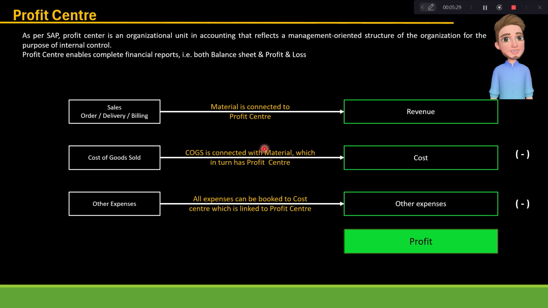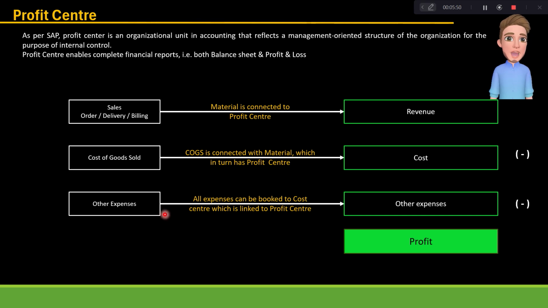Similarly, what is the COGS, cost of goods sold? When the cost of goods sold entry gets booked, again there is a material involved. Because the material has a profit center, again I get this information of profit center, and then I get cost. Here the material is associated with the profit center, so I got the profit center.